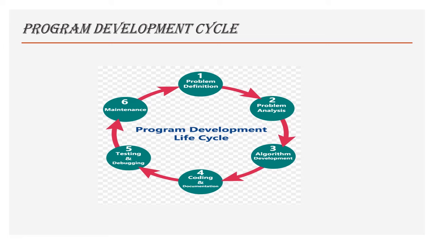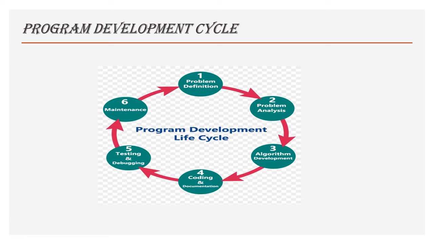So in program development cycle, basically there are 6 steps. First step is problem definition, second is problem analysis, third is program design, fourth is coding and documentation, fifth is testing and debugging, and sixth is maintenance. So first, problem definition. It is very important that you understand the problem you are trying to solve. Make sure you read the problem specification carefully.